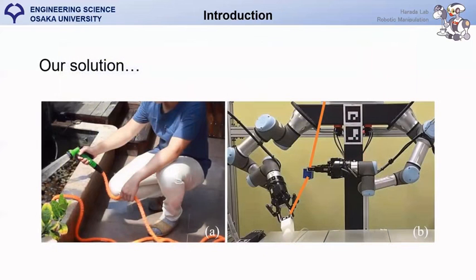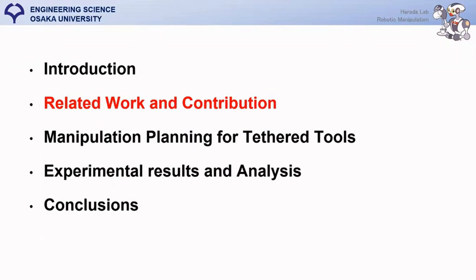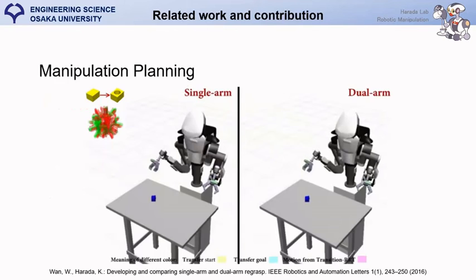Our solution for this is inspired by human behavior. In figure A, you can see how a human uses their free hand in order to control a cable. We try to imitate this with our robot and make it use a cable slider to control the shape and state of the cable. Following up with the related work, we have that manipulation planning involves the computation of robot motion sequences to pick up objects and place them in desired positions.